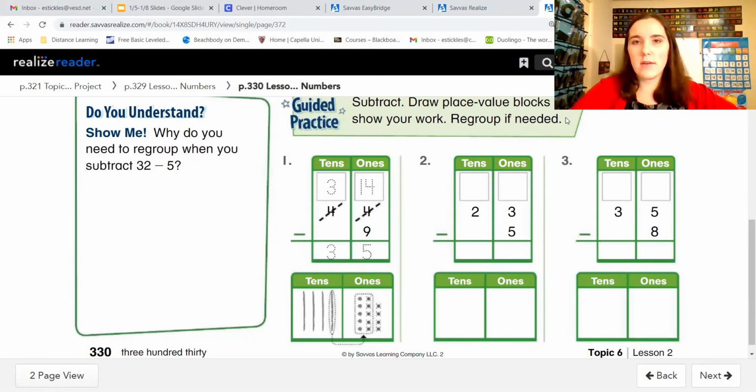Okay, so I've got my pencil. I'm going to change over to black here. It says, subtract. Draw place value blocks to show your work. Regroup if needed. Okay, so our problem on number 1 is 44, take away 9. So we're going to start off by drawing 44 in place value blocks. So they drew it for us already.